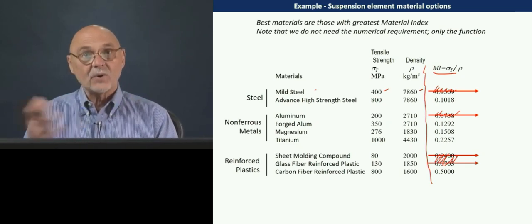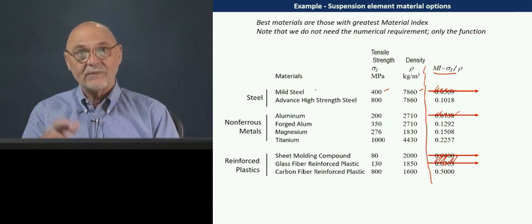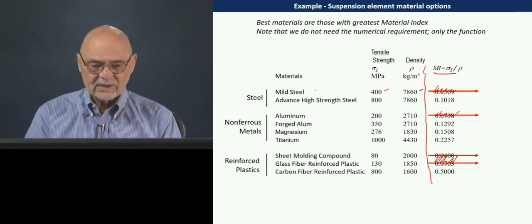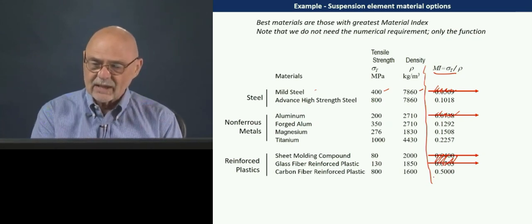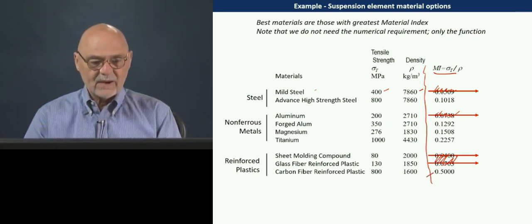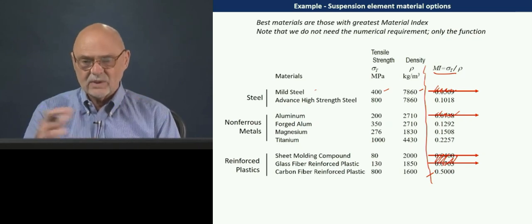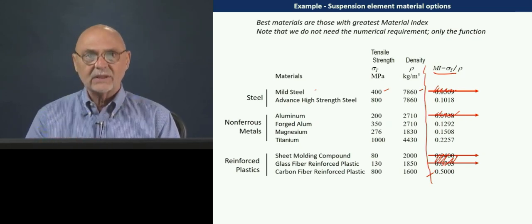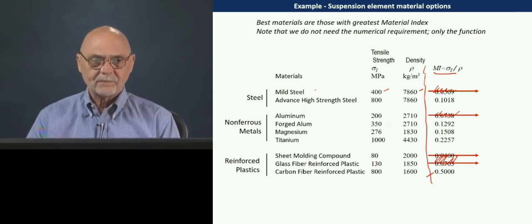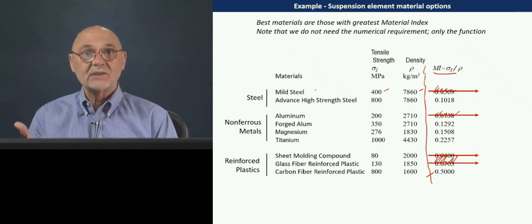Now, normally we would just throw them all out in one fell swoop. What we're doing is keeping some. Normally we would just say, well, carbon fiber reinforced has got the biggest value, so throw away everything, and that's the only one we want. But we're going to retain a few other ones just to look at this a little deeper. But you see how easy this is when we use this idea of a material index.